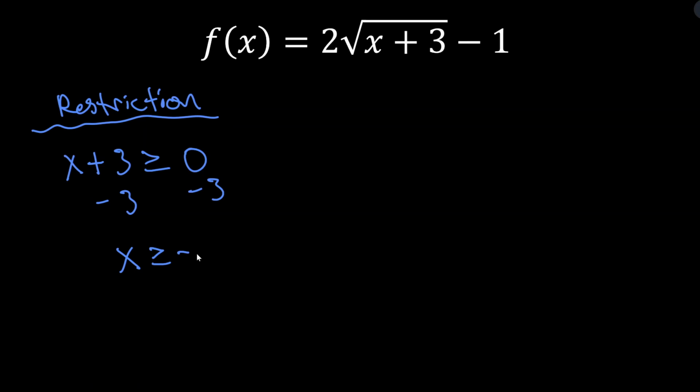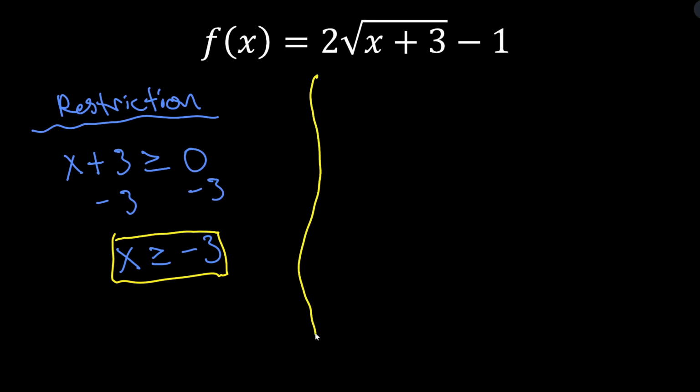We get x is greater than or equal to -3. And that is our restriction. Let's go ahead and circle it. This is our domain restriction. X is greater than or equal to -3. So let's express the domain in a few different ways.